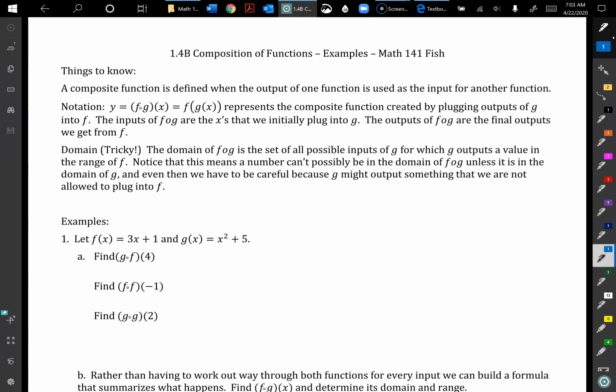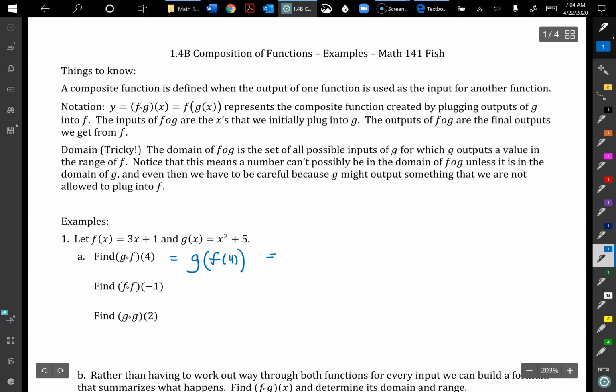So g compose f of 4. We could actually write it in this format, might be a little bit easier to work with: g of f of 4. It's usually easier to think of. Remember, this is not meaning multiply. It will never work that way. It won't come out to be the same answer. I shouldn't say never, there could be a fluke thing, maybe.